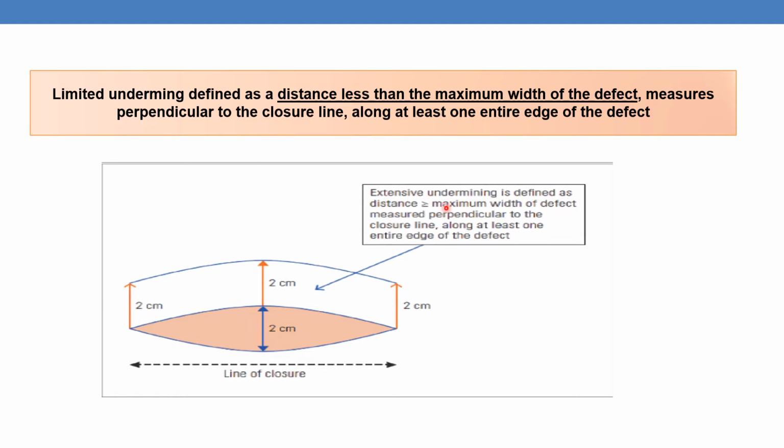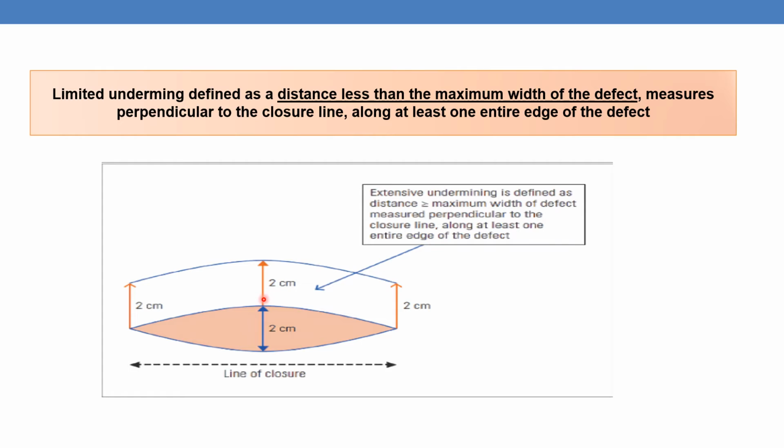And extensive undermining is defined as the distance greater than or equal to the maximum width of the defect measured perpendicular to the closure line along at least one entire edge of the defect. If the distance is greater than or equal to the maximum width of the defect, that is, equal to 2 centimeters or greater than 2 centimeters, then it utilizes extensive undermining. Perpendicular to the line of the closure, this entire area is sutured.